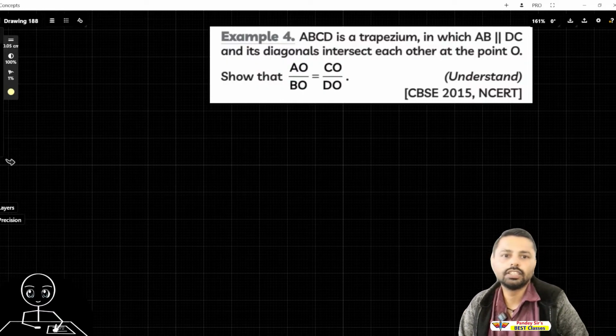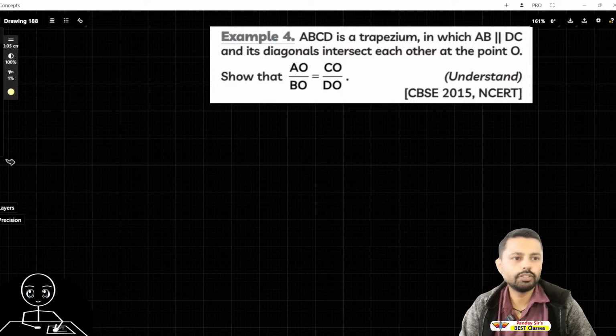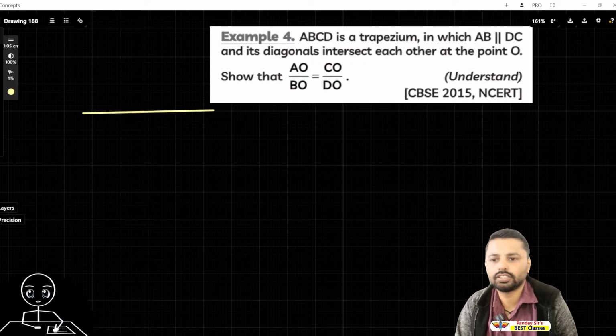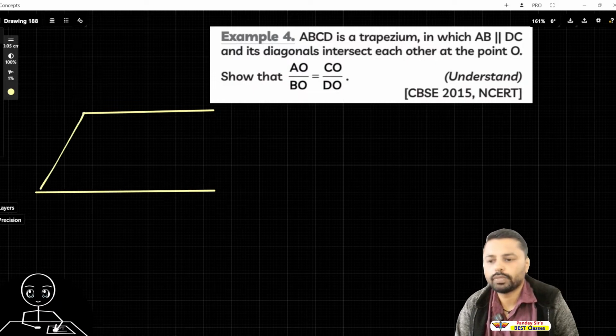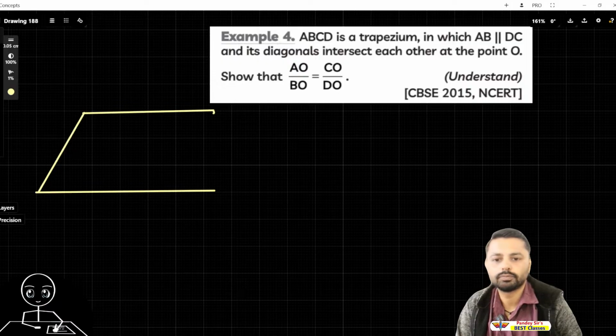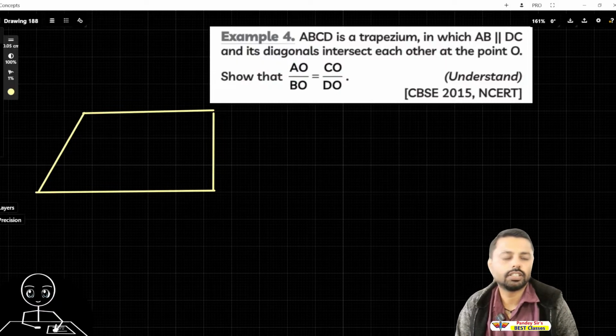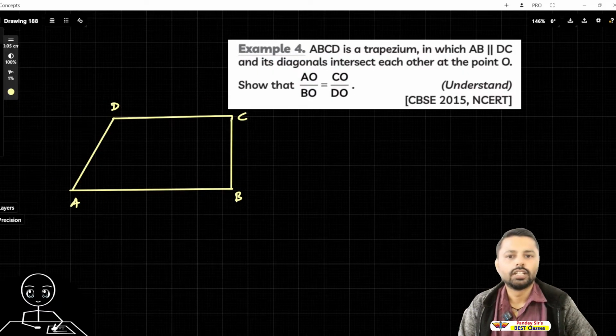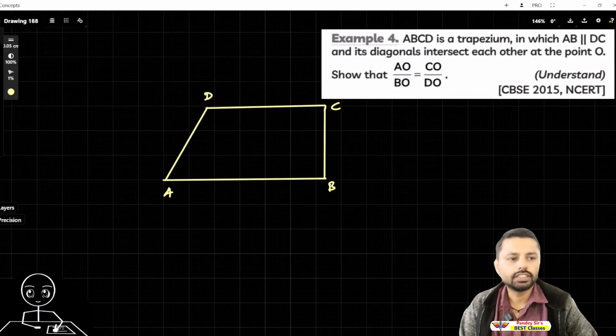Anyway, they are saying ABCD is a trapezium in which AB is parallel to DC. How will you do that? So let's say this and this are parallel sides of the trapezium, and AB and DC are parallel. So let's call it AB. Let's call it CD. Okay. And its diagonals intersect each other at the point O.